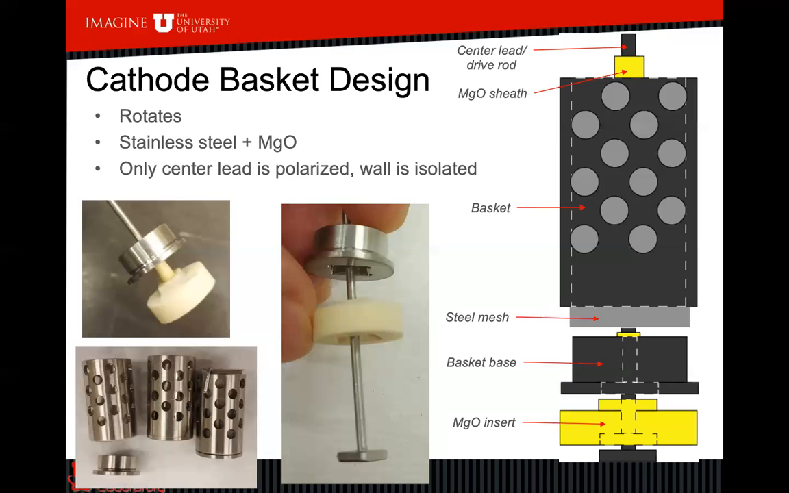You also wanted to be able to rotate the basket as well. So it's kind of complicated here. You had to put a mesh inside the basket. There's a base. Anyway, that's basically how it is, the center lead here is what becomes charged. And he's got some magnesia. Magnesium oxide is one of the better ceramics for working in this salt.